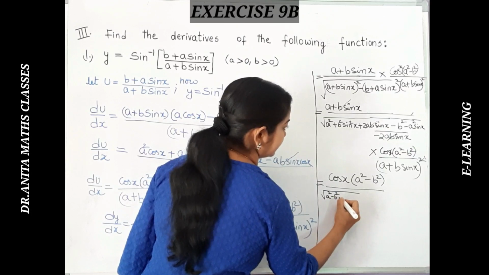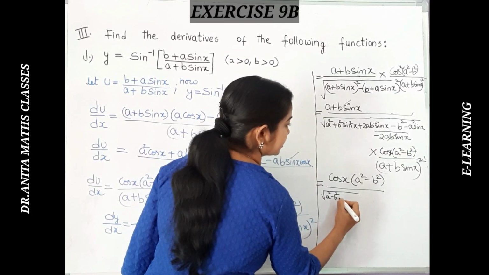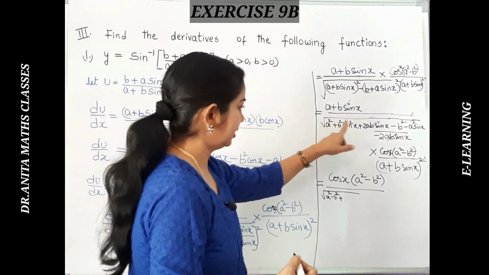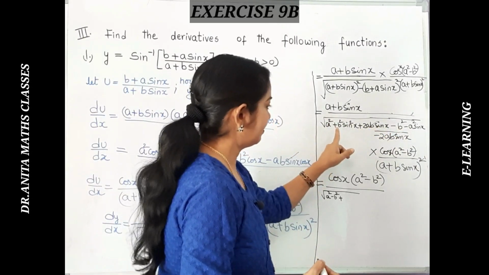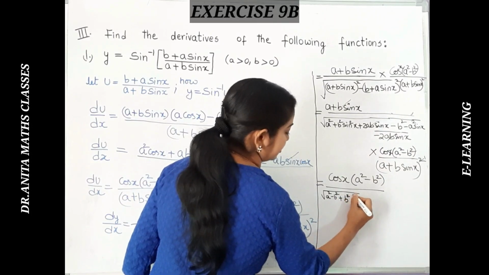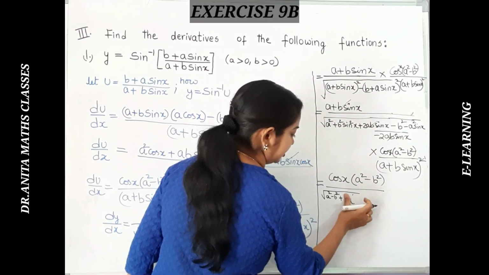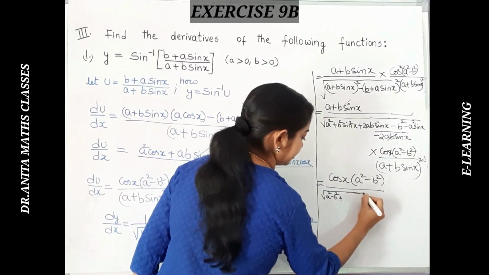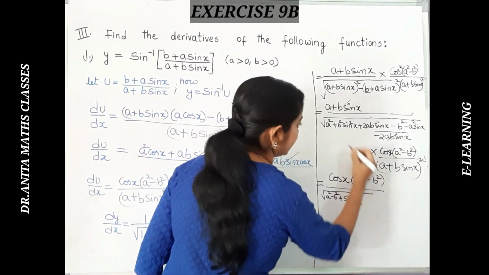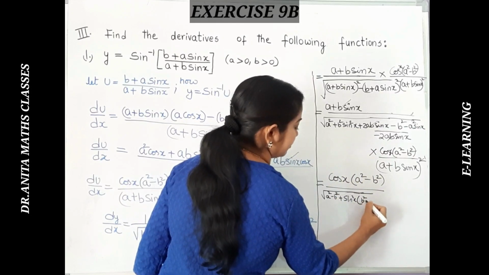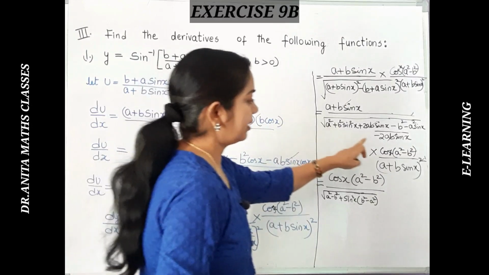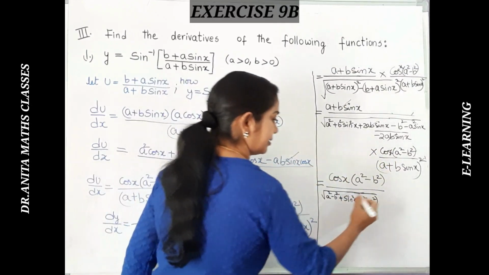Minus b square. Again plus we can take, isn't it? A square minus b square plus b square minus a square plus b square. I'll take just the sine square x function. If you take it, you get b square minus a square. Okay, this remains here, and this part is also there.